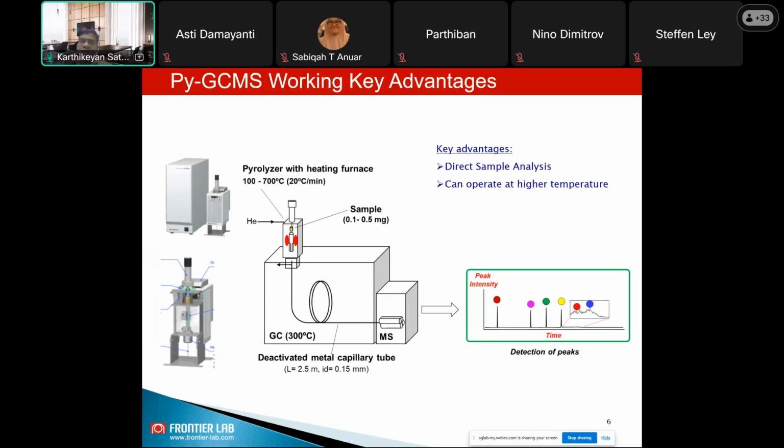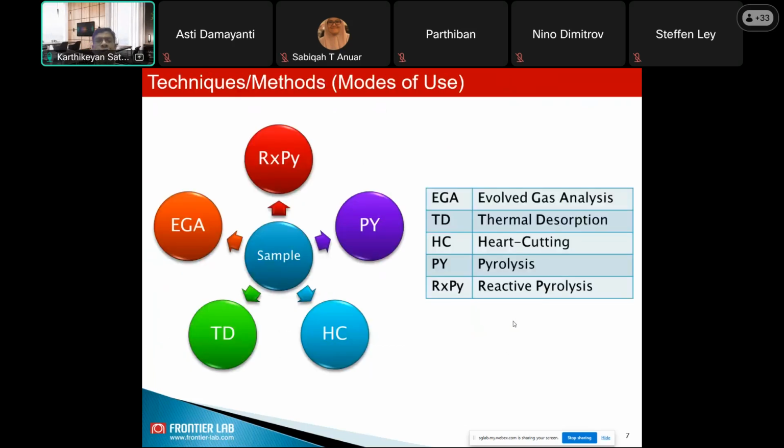of analysis. Then the typical output is something similar to a chromatogram or pyrogram, from which we can do the proper data analysis to understand the nature of the chemical or the material that we are analyzing. Within this pyrolysis GCMS, we can analyze the sample in different analytical techniques or modes. Starting from evolved gas analysis, we can also consider thermal desorption, and also fast pyrolysis or flash pyrolysis.